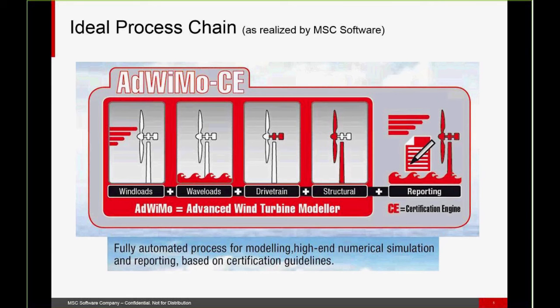And the certification engine says, okay, how do I have to modify the loads on this structure to fulfill all the requirements of my guideline? This means at the end, the certification engine takes the master model, so we call it the master model, what we create in AdWiMo, and is modifying it, is simulating it, is extracting results, and is using the results to generate a report.